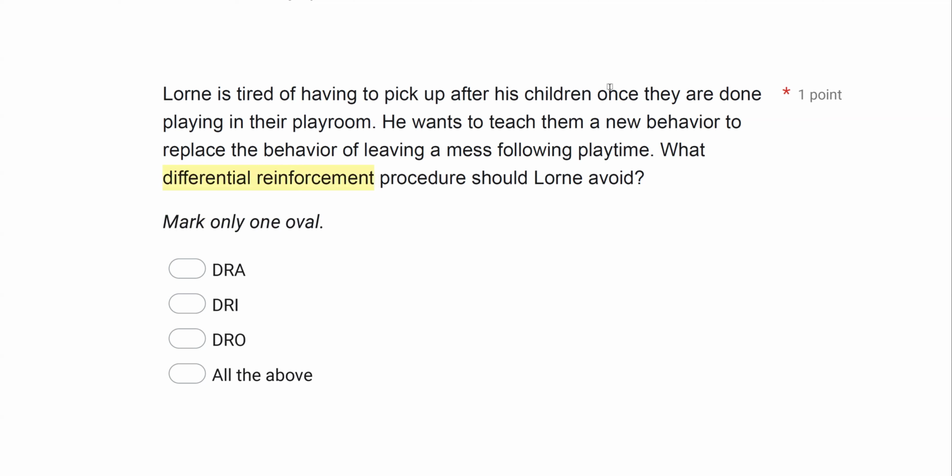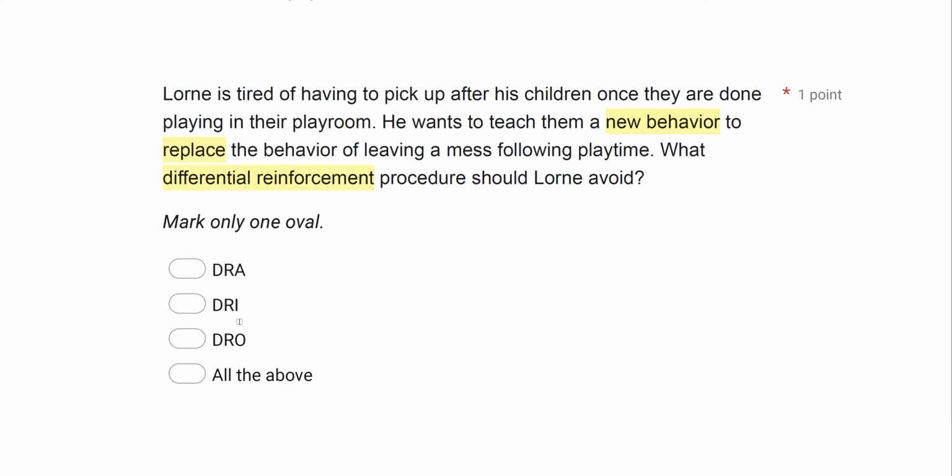In Lauren's case, we know he wants to teach them a new behavior to replace the old behavior. So he wants to teach a replacement behavior. Now, of those three differential reinforcement types, which one of those does not teach a replacement? Is it A, a differential reinforcement of alternative behavior? No, a DRA teaches an alternative behavior. By definition, it's going to teach a replacement.